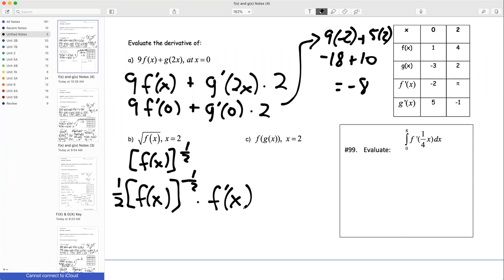Okay. So now we plug in 2. Everybody okay? Yeah, but what? Because I have f of x raised to the 1/2 power. All right. So now I'm going to plug in 2. I've got 1/2.